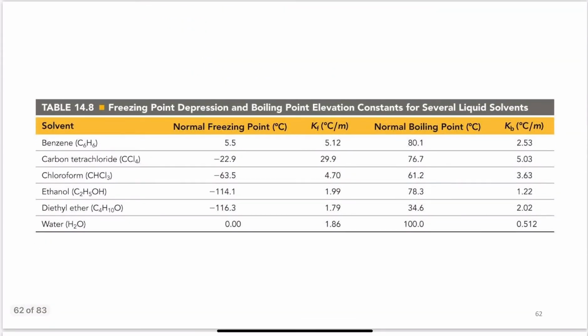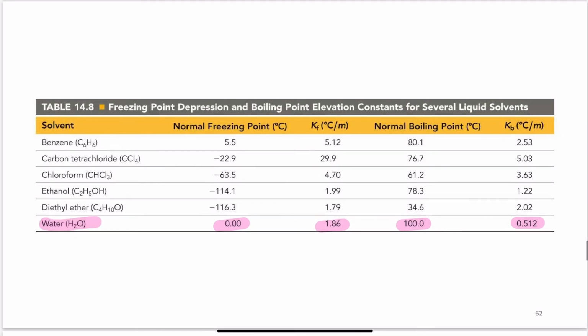Here's a nice little chart from your book that just shows you some common freezing points, boiling points, Kf and Kb values. These will always be provided to you on any assessment, but that does not mean they'll be provided during homework. You should absolutely memorize these two values. We use water a lot. You need to just know those values for Kf and Kb for water. You should also know that the normal freezing point of water is 0 degrees C and boiling is 100 degrees C. So this bottom part of the chart you should absolutely just know, but the rest would be provided to you.